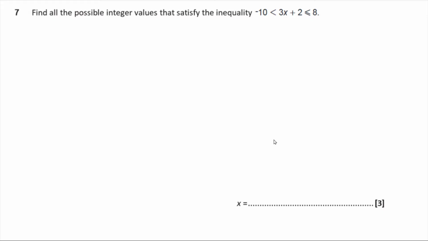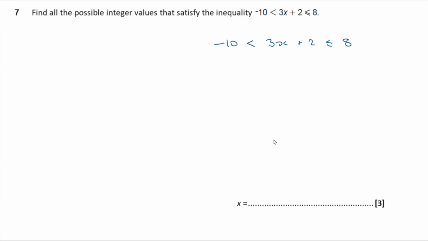Question 7, find all the possible integer values that satisfy the inequality minus 10 is less than 3x plus 2, which is less than or equal to 8. Now these solve pretty much the same way as equations, except I've got 3 parts rather than just the left-hand side and the right-hand side I normally have with equations. But as long as we do the same thing to all 3 parts, it should stay balanced.